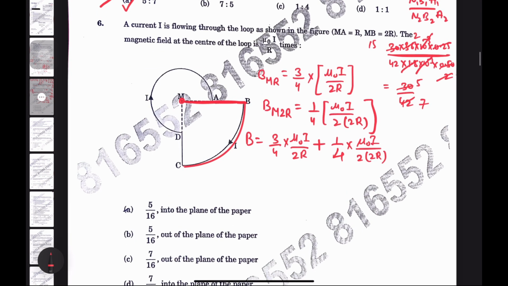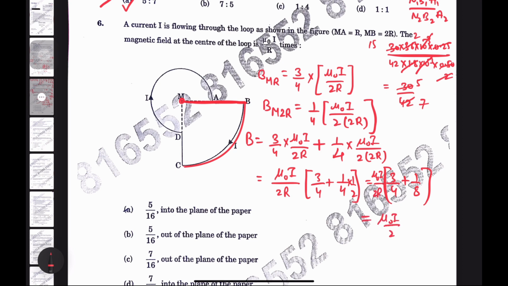So the total magnetic field is equal to 3 by 4 into mu naught I upon 2R plus 1 by 4 multiplied by mu naught I upon 2 multiplied by 2R. The common things will be taken out, that is mu naught I upon 2R will be written outside, and we are left with 3 by 4 plus 1 by 4 into 1 by 2. So it is equal to 3 by 4 plus 1 by 8, and outside the bracket we have mu naught I upon 2R. So it is mu naught I upon 2R multiplied by 6 plus 1 divided by 8, that is 7 by 8. So I will just write it as 7 by 8.